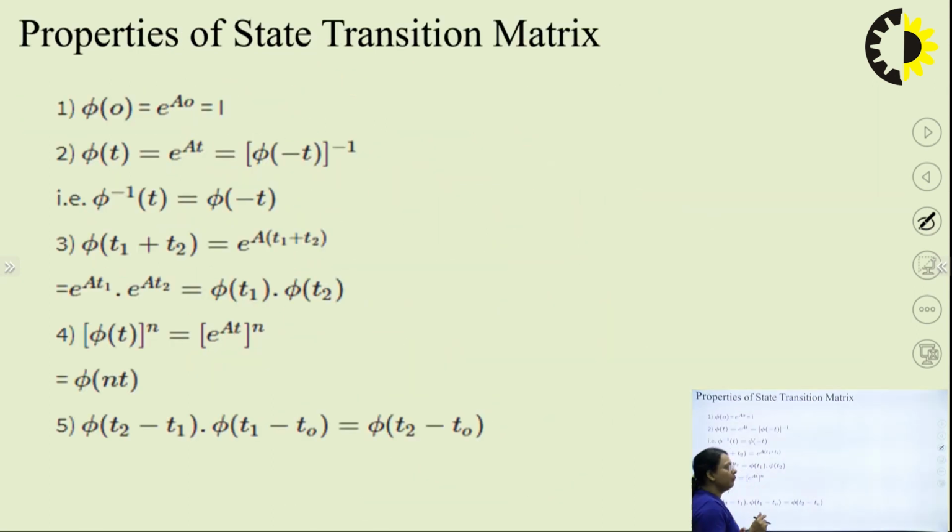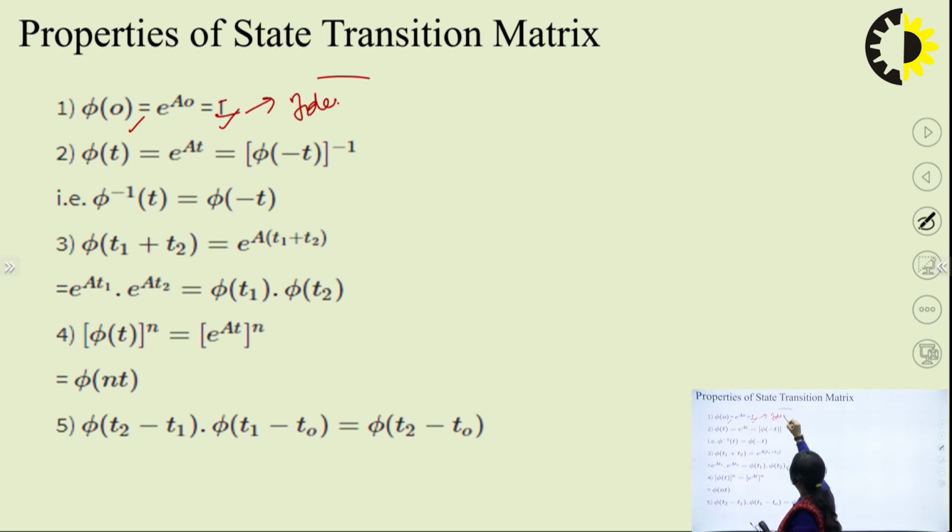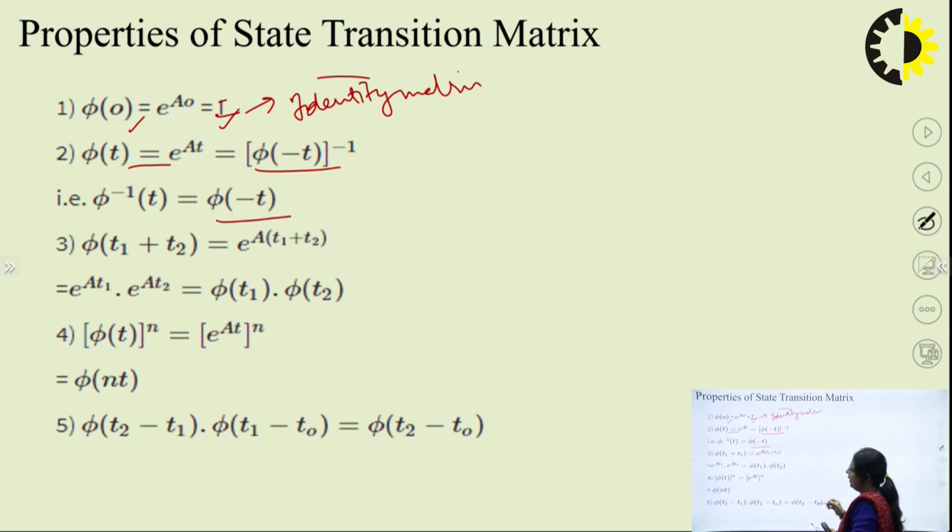Now the properties of STM are: phi of 0 is equal to e raised to the power A0. If you put t equals 0, then it comes out to be an identity matrix, right? And phi of t is equal to e raised to the power At. The inverse of phi of t will be equal to phi of minus t, right? And if we add two times, then phi of t1 plus t2 comes out to be e raised to the power A into t1 plus t2, or you can also write it as e raised to the power A t1 into e raised to the power A t2.